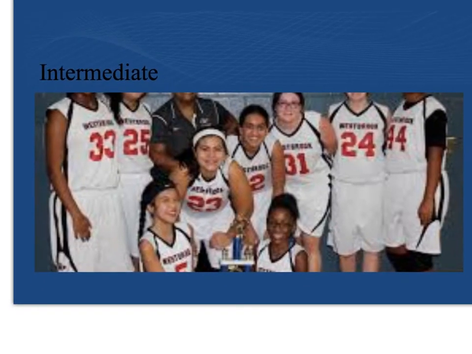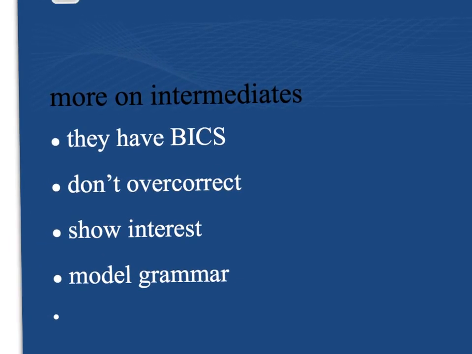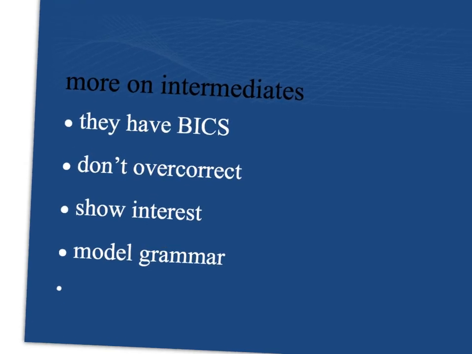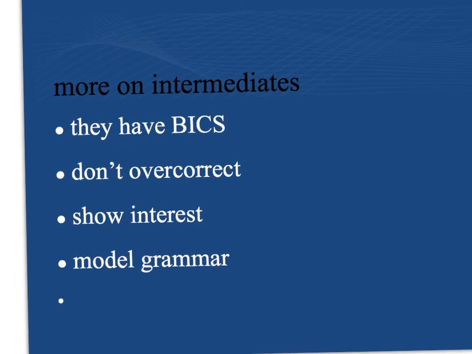And let's look at the intermediates. They have the basic interpersonal communication skills. Especially if they're teens, they don't like to be overcorrected. And it's the same for adults. I've seen the same in adults that are intermediates. They show a lot of interest in stuff. They're curious, and you have to be a really good model for grammar, as well as good sentence frames, structure, not too much, not too little.